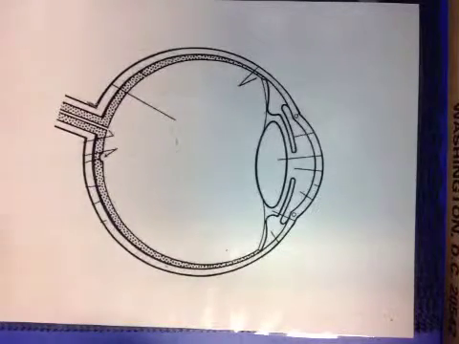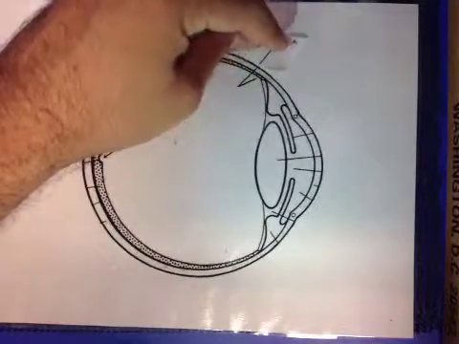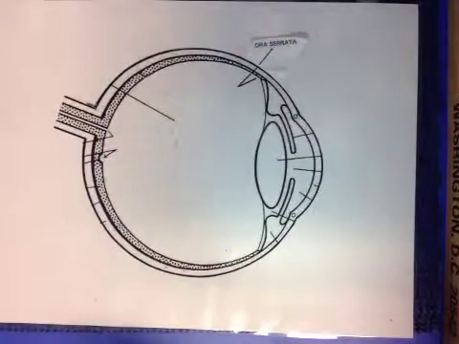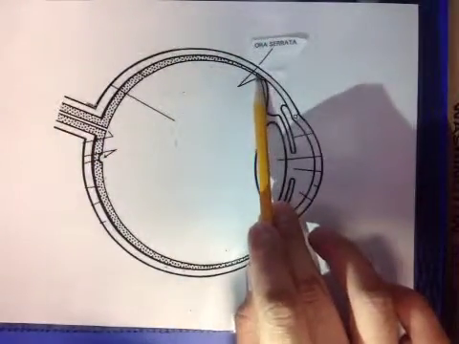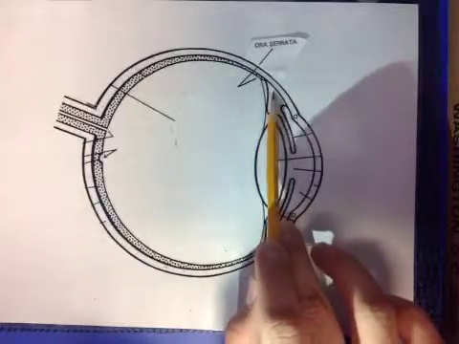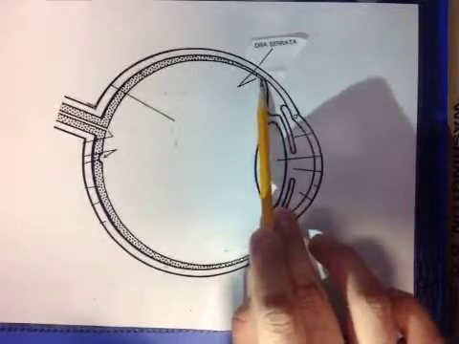Okay, our first structure is called the ora serrata, and it is between the retina, which is right here, and the ciliary body, which is right here. So it's going to be right in this area.